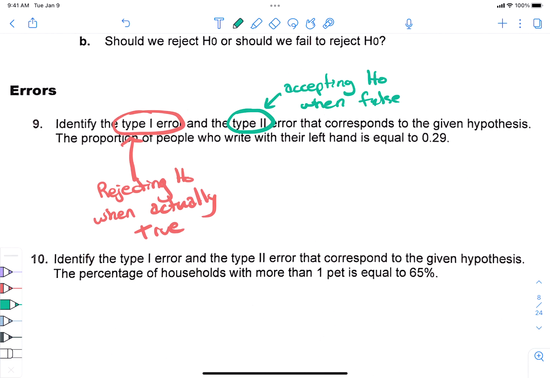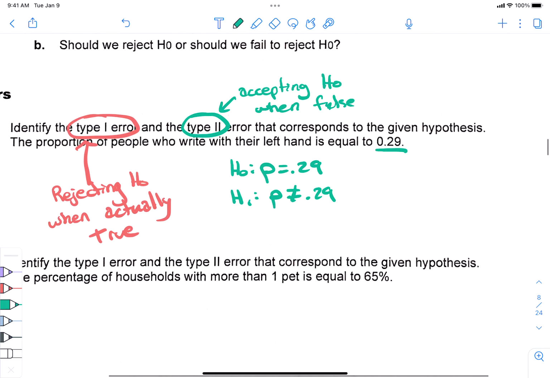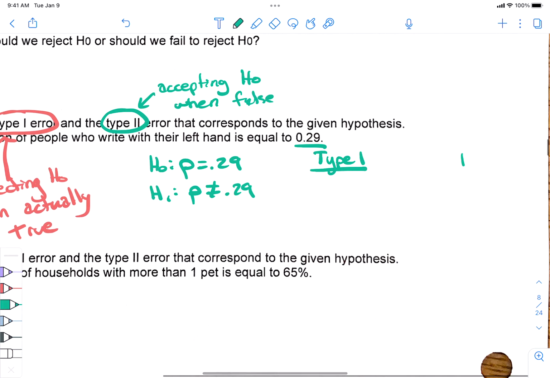The proportion of people who write with their left hand is equal to 0.29. Okay? So, H naught would say that P equals 0.29. What would H1 look like? P not equal to 0.29. Okay? Your type 1 error and your type 2 error, we're going to write out what these look like.